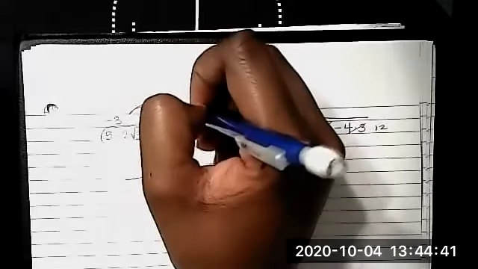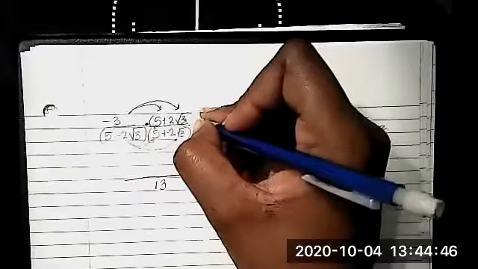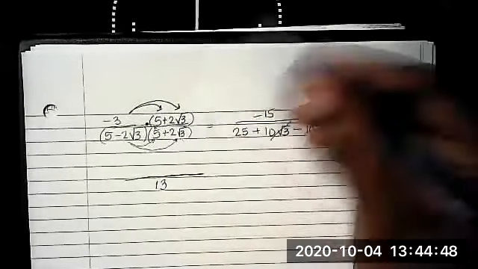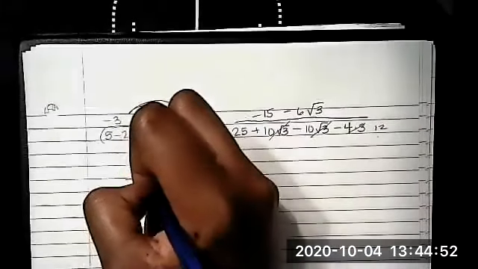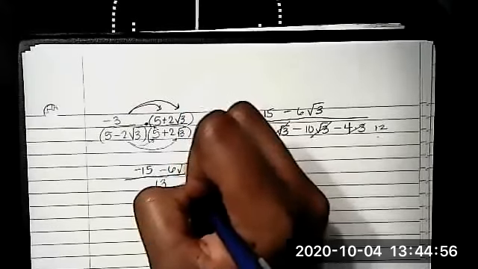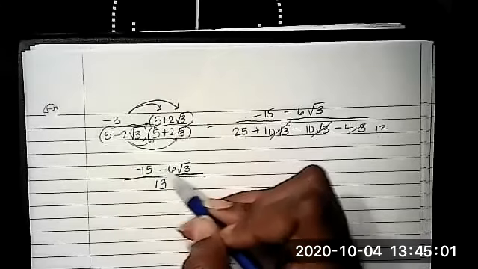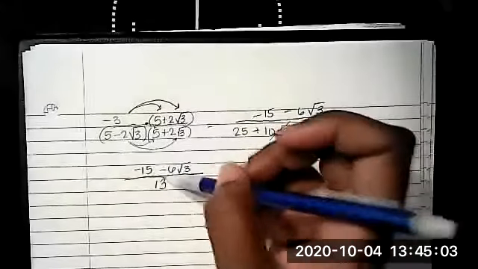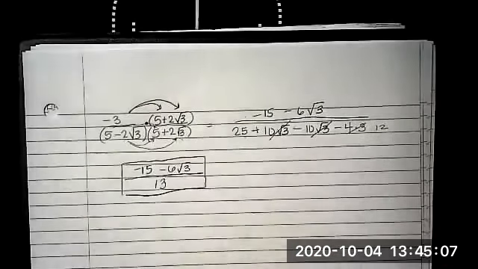And at the top, what you're going to do here is distribute. -3 times 5 is -15. -3 times 2 times square root of 3 becomes negative 6 square root of 3. So negative 15, negative 6 square root of 3 comes down. Is there anything we can do with these outside numbers? Doesn't look like anything goes into all 3 of those. 13 is prime. So this right here is going to be the answer.